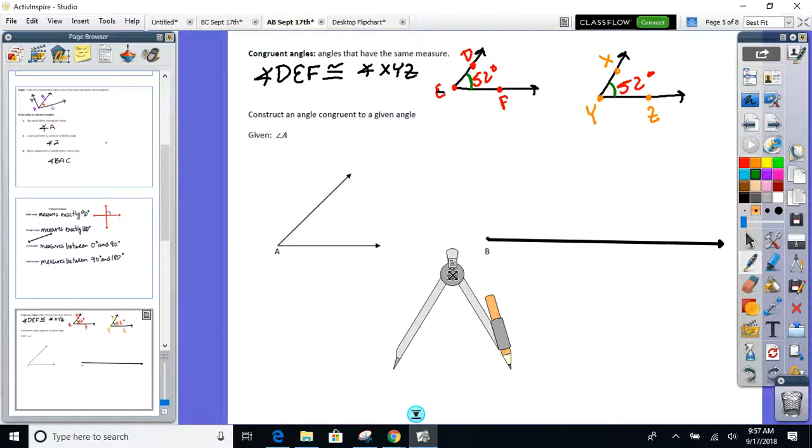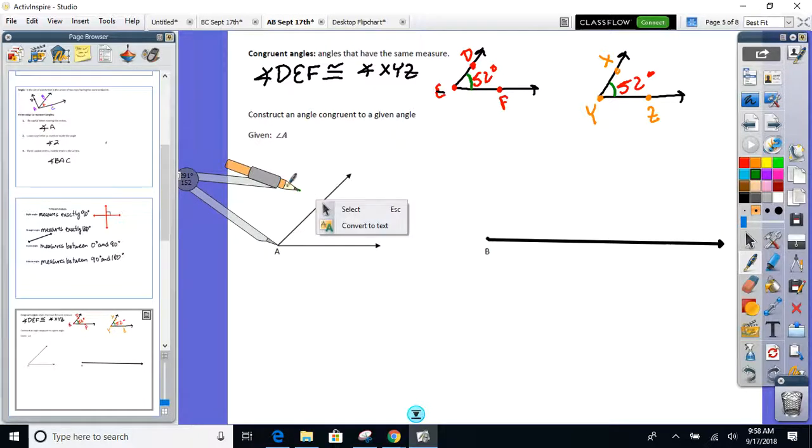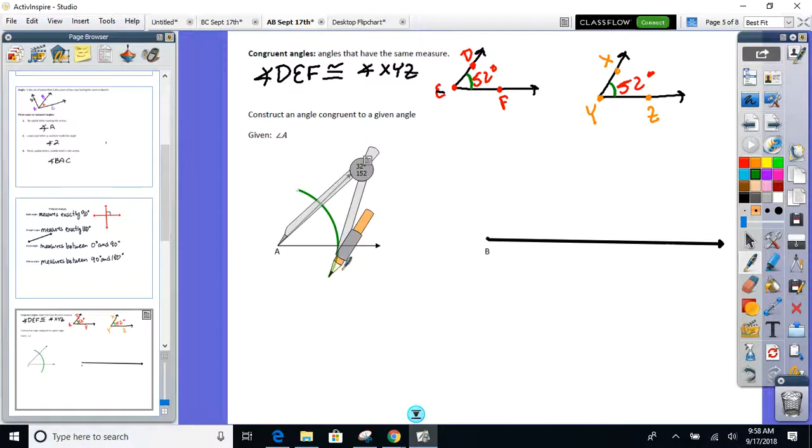First step, take your compass and put the point on vertex A. Now, using your compass, make an arc through both rays. I don't care the size of the arc. But after you do that, leave your compass the same opening, please.